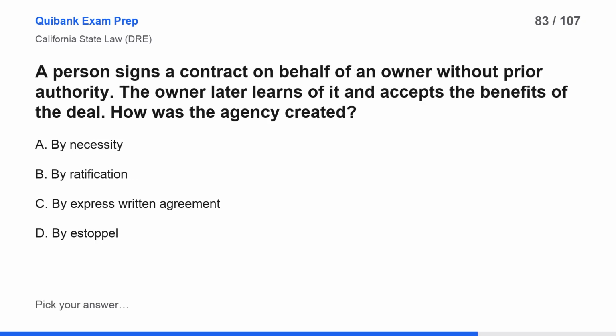Question 83. A person signs a contract on behalf of an owner without prior authority. The owner later learns of it and accepts the benefits of the deal. How was the agency created? A. By necessity. B. By ratification. C. By express written agreement. D. By estoppel.